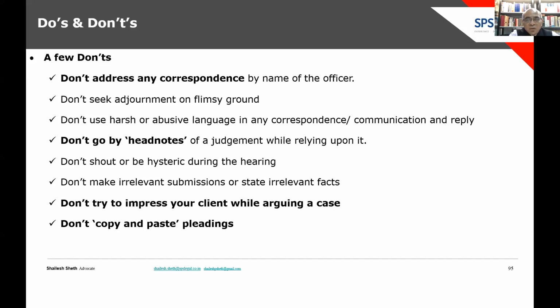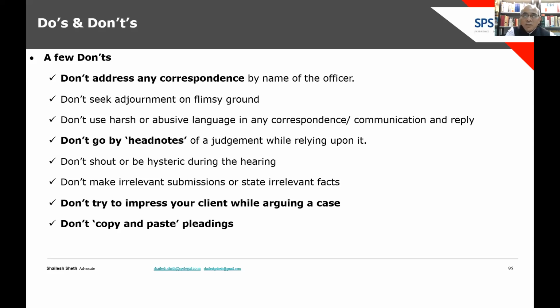Don't use harsh or abusive language in any correspondence or communication or reply. Gone are those days, a few decades back, when in the high court pleading also, it was very common to use words like dishonest and malafide. All this is now past. Such abusive language does not get one too far. Be very civilized and polite in your language.